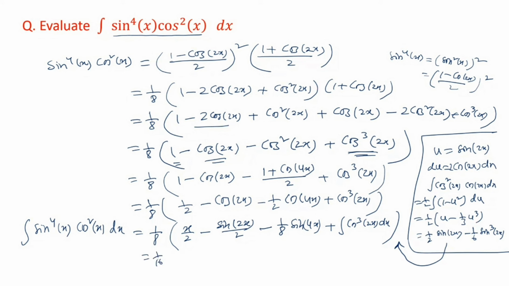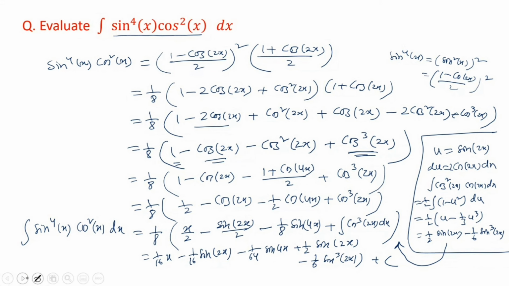So you need to substitute back here. You will get the final answer as 1 over 16 x minus 1 over 16 sine 2x minus 1 over 64 sine 4x, and this is plus half sine 2x minus 1 over 6 sine to the power 3 of 2x. Then just simplify this half sine 2x with 1 over 16 sine 2x, and you have the final answer. That's all. Thank you.